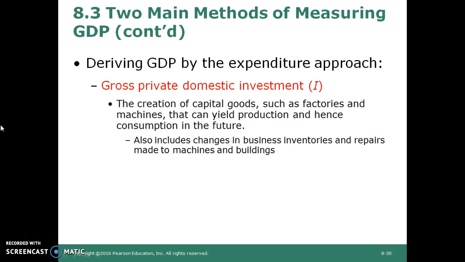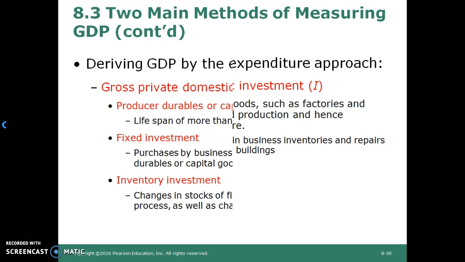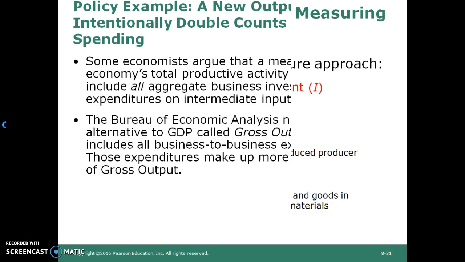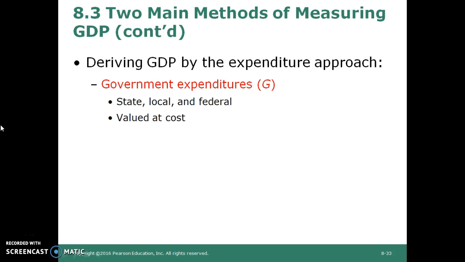Then we have gross domestic investment, or businesses. Investment is not investing in the stock market. Investment is firms investing in capital, machines, and inventory. Then we look at government. Government spends money just like businesses and consumers. So government's focused on state, local, and federal levels.